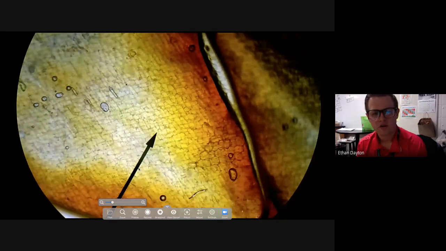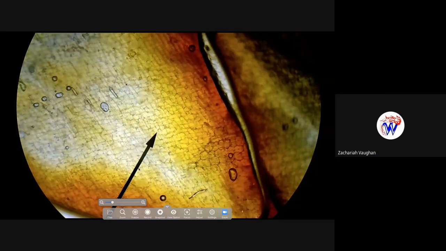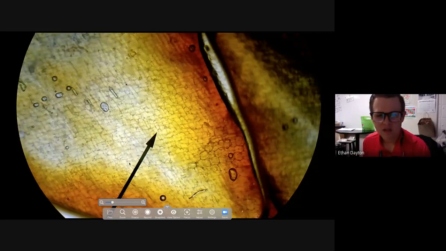What is different with these cells already that you can tell? They're more spaced out, and I don't know, I think they're actually really close together. I see them all running into each other. Okay. What else? Anybody else? What's the difference?